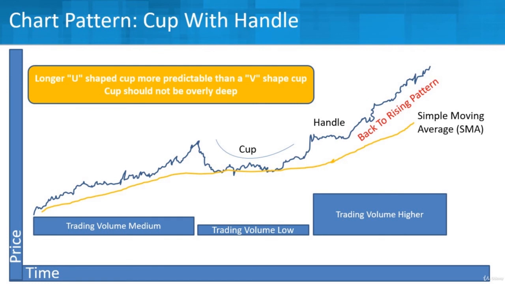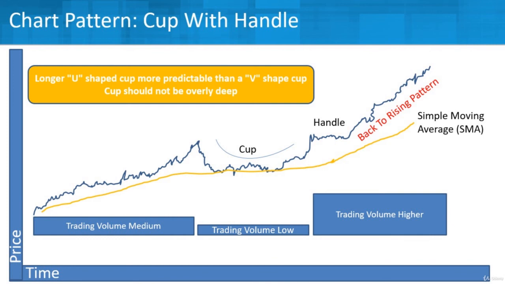Also, one thing to consider is that the longer the U shape of the cup, the more predictable it is than a V-shaped cup. So if you see that we have this long U in the example that we're showing here with this cup, it looks like a U, but it's really kind of flatter and longer than if it was a real sharp V type of cup. Also, the cup shouldn't be overly deep. The idea is you've had some indecision, you have some profit taking, but it shouldn't be driven way down low. It certainly shouldn't be driven below the simple moving average line. That's what helps us with our cup.